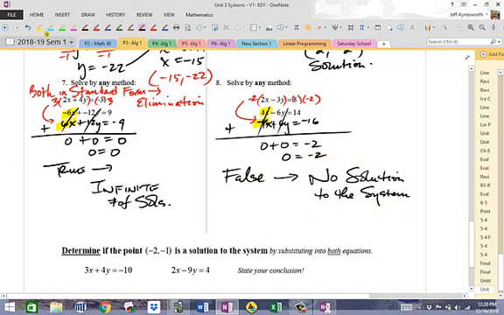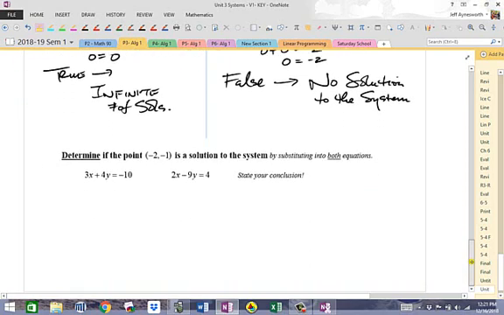The key thing is this, though: you have to know when to use the elimination method versus substitution. Since they were both in standard form, I used elimination because it was easy. Remember that.